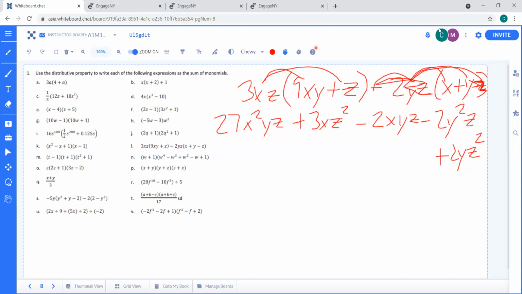Okay. What's next? See if I can do this. Maybe we can do it right here. M is (t minus 1) times (t plus 1) times (t squared plus 1).